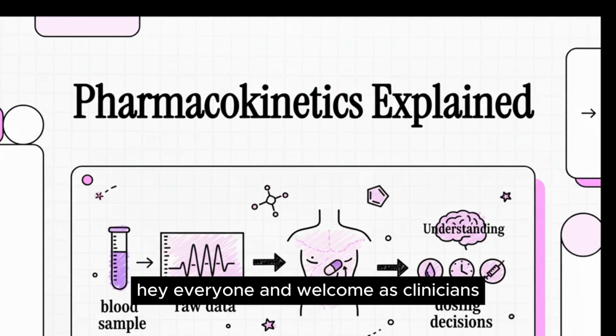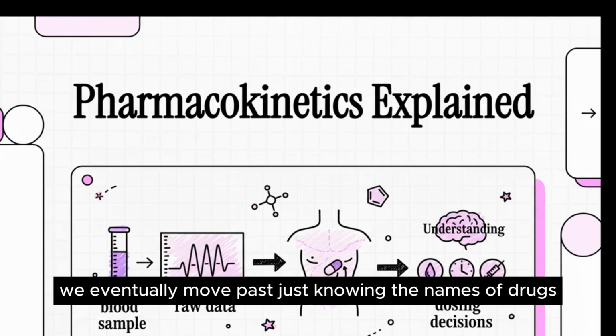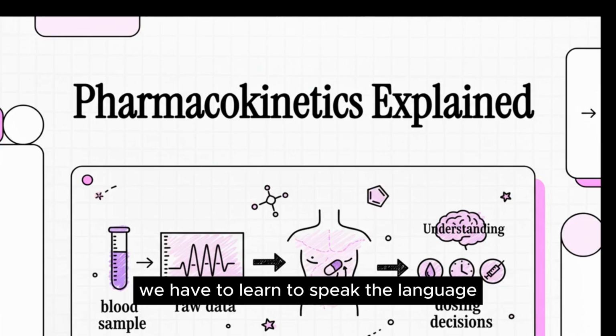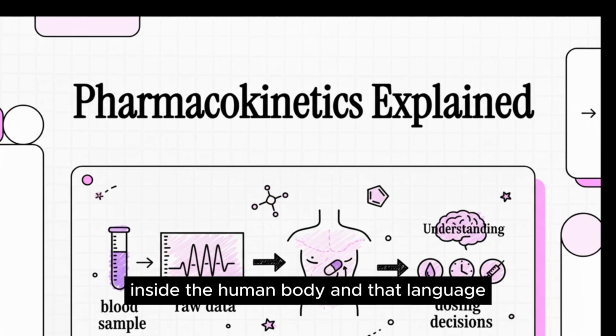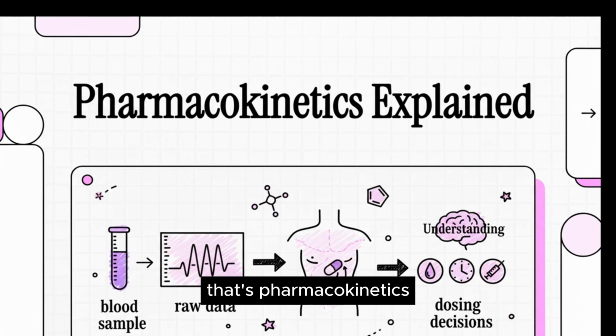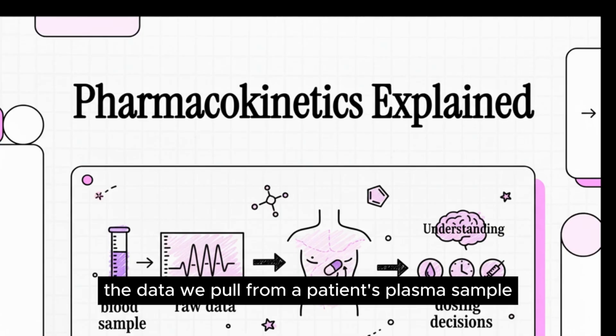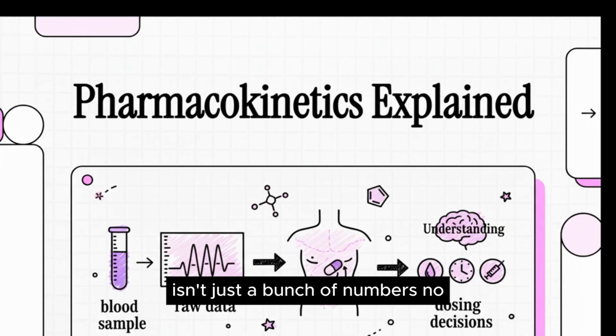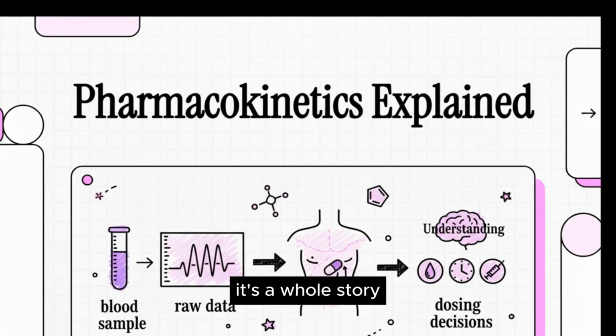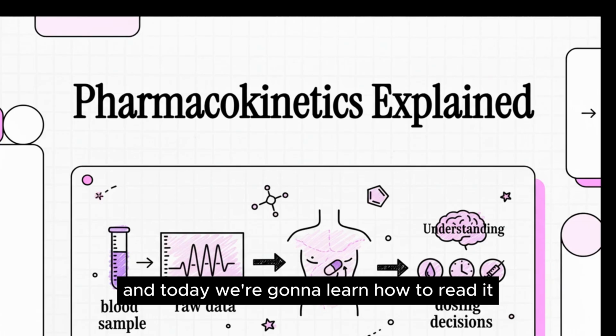Hey everyone, and welcome. As clinicians, we eventually move past just knowing the names of drugs. We have to learn to speak the language of how a drug actually behaves inside the human body. And that language? That's pharmacokinetics. The data we pull from a patient's plasma sample isn't just a bunch of numbers. No, it's a whole story. And today, we're going to learn how to read it.